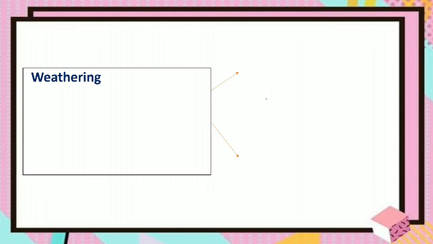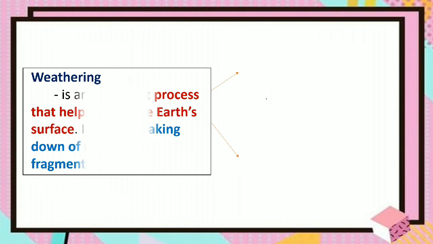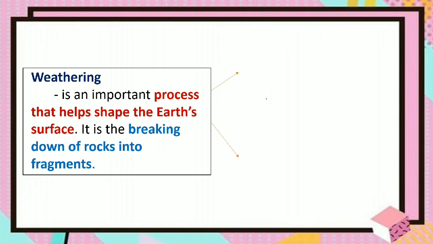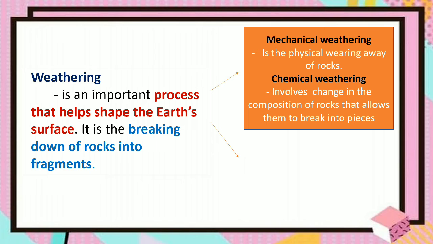So again, class, what is weathering? Weathering is an important process that helps shape the Earth's surface. It is the breaking down of rocks into fragments or pieces. There are two types of weathering. First is mechanical weathering, the physical wearing away of rocks. Then the other type is chemical weathering. It involves a change in the composition of rocks that allows them to break into pieces.